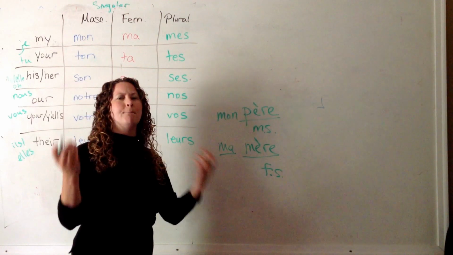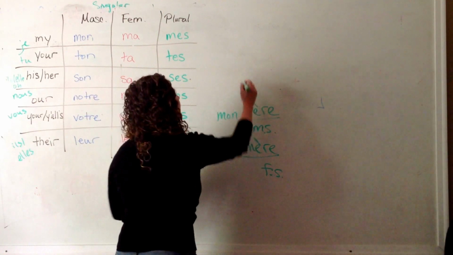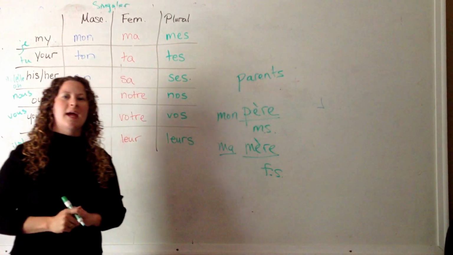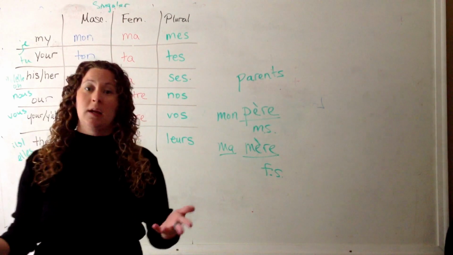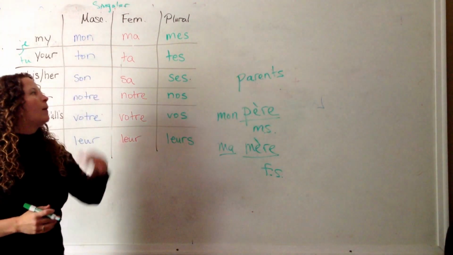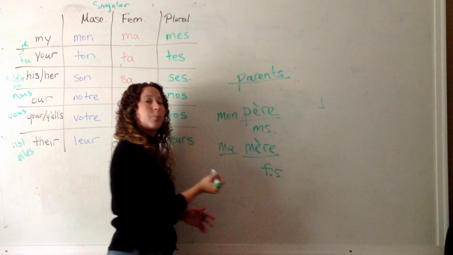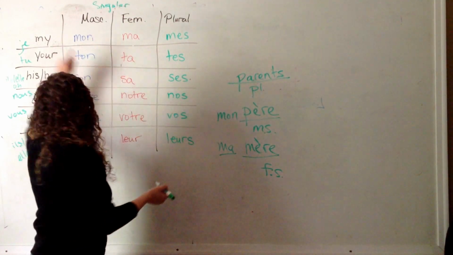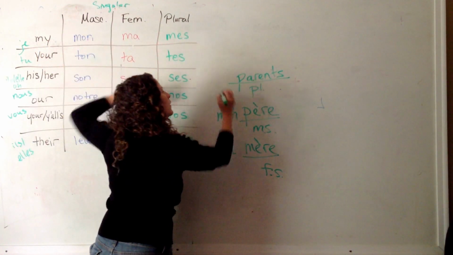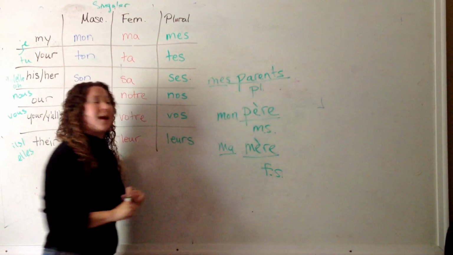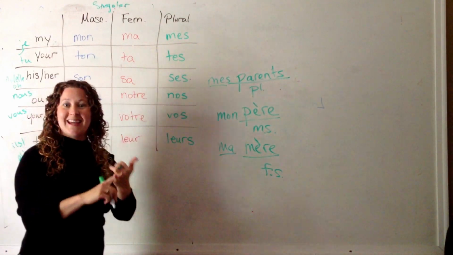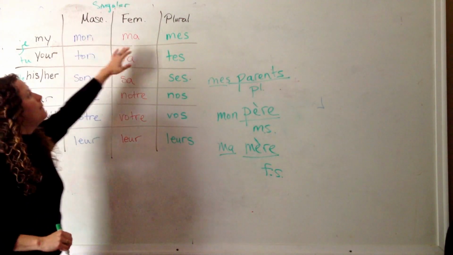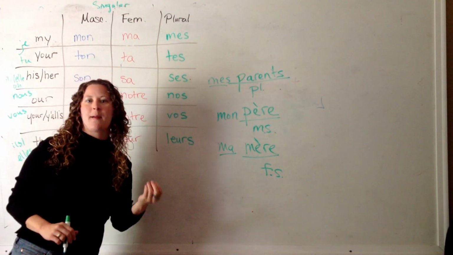So what if I'm talking about both of my parents? If I wanted to say, my parents are hungry, we're going to go eat. It's time to go, right? So, because my parents are plural, and I'm trying to say my plural, it is mes. Just like they and les are plural, these are plural. Okay? So you have mon, ma, mes as the ways to say my.